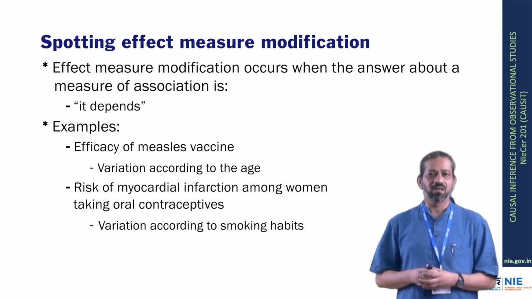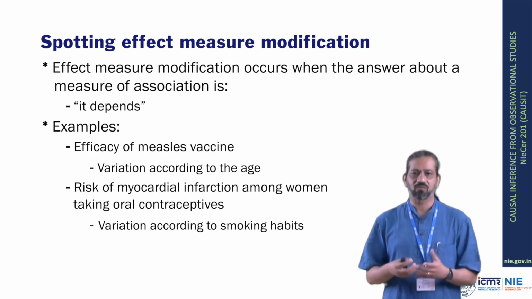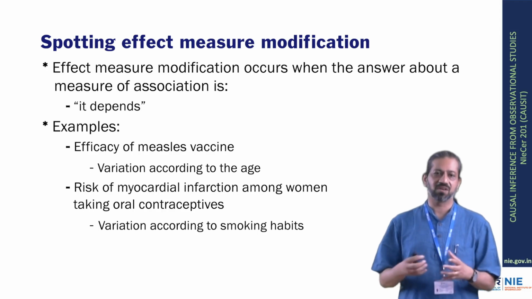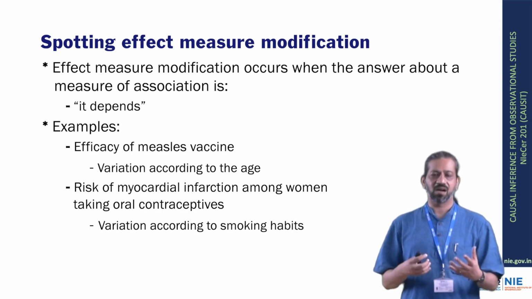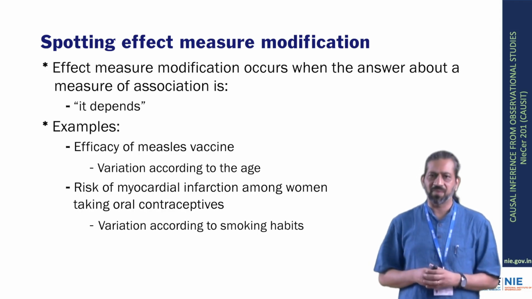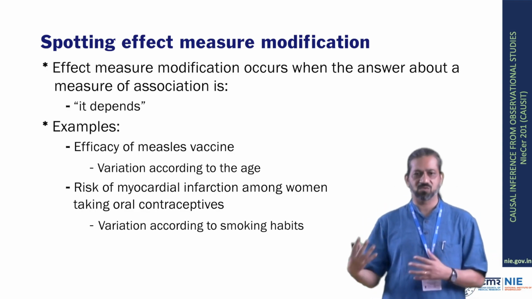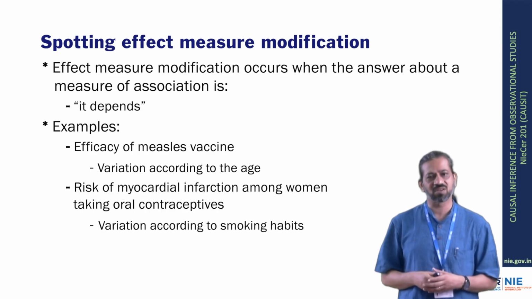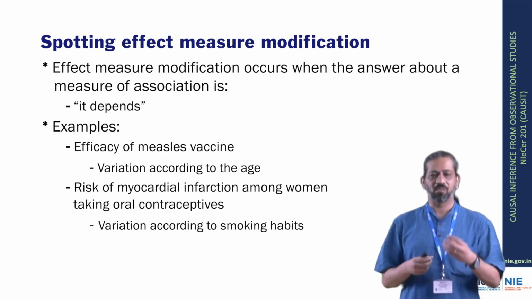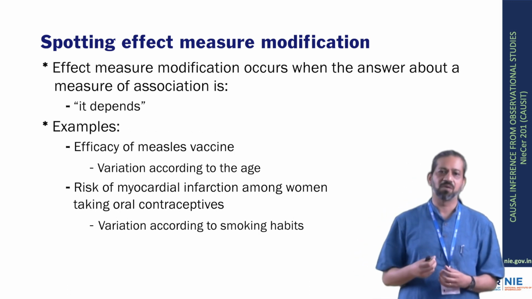Another example, if we are trying to look at the risk of myocardial infarction among women taking oral contraceptives, again, this risk may differ depending on whether the women are smokers or not. And it has been seen that the risk of MI due to oral contraceptives is actually higher among women who are smokers compared to those who are non-smokers. And hence, we would label smoking as a modifier of the effect of oral contraceptives on the risk of myocardial infarction among women.